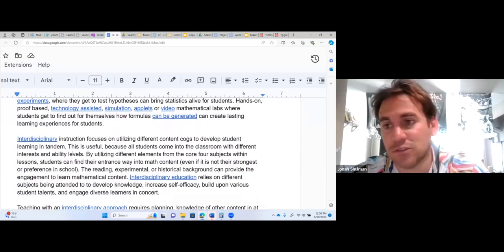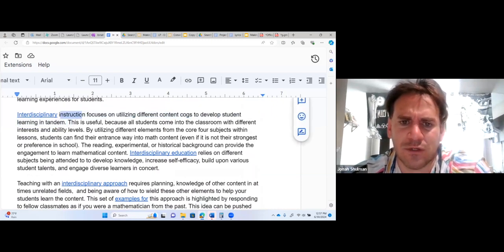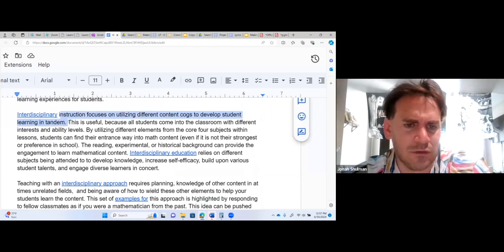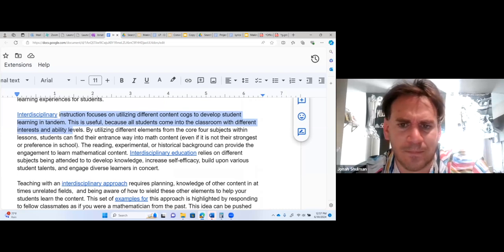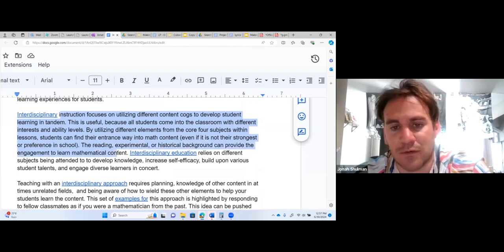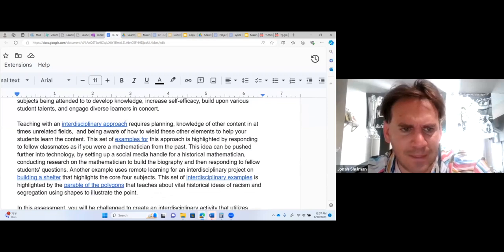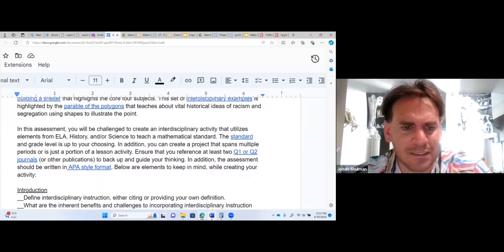So, what is interdisciplinary learning? This is the big piece. It focuses on utilizing different content areas to develop student learning in tandem. So to do interdisciplinary work, it should have a reading, experimental, or historical background to engage in the mathematical content. So this is just basically how to make these connections.